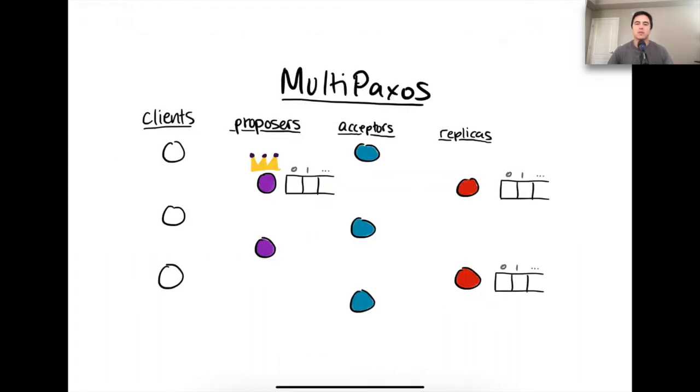One of the most popular and widely used state machine replication protocols is MultiPaxos. A MultiPaxos deployment looks something like this. We have a number of clients, we have a number of servers called proposers, and we elect one of the proposers to be leader, which I draw with a crown. We have a number of servers called acceptors, and we have our state machine replicas. You'll notice that the leader and the replicas have copies of the totally ordered log of commands.